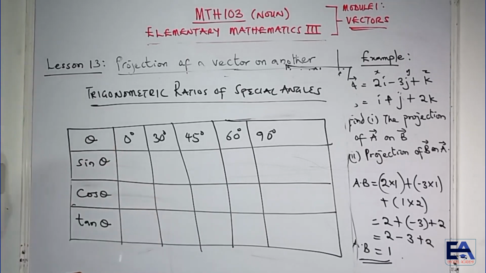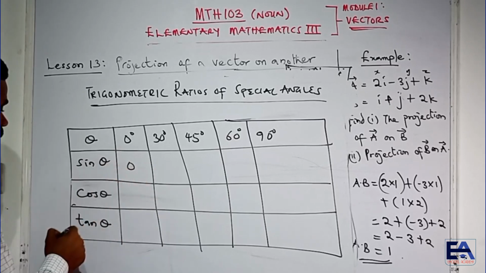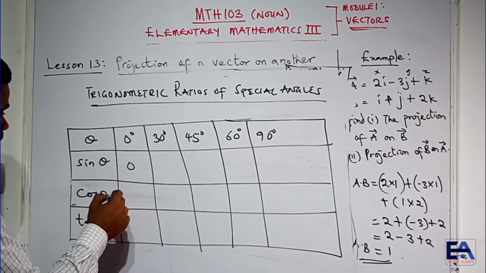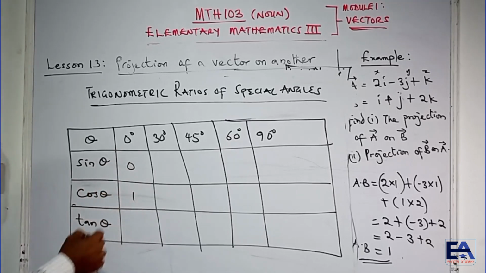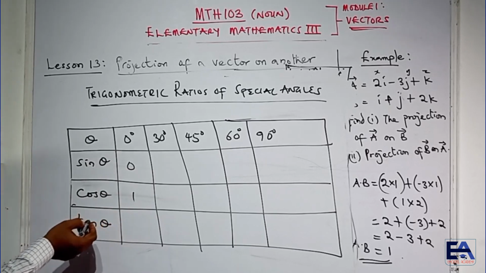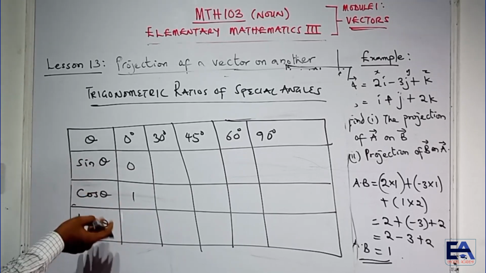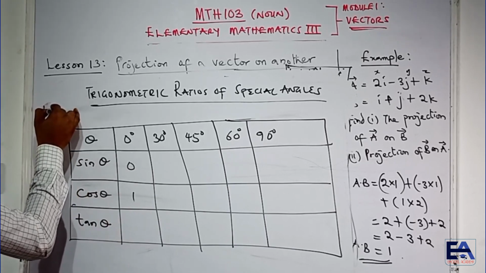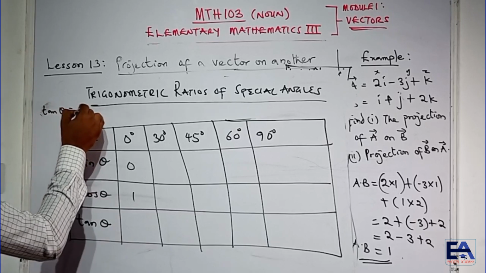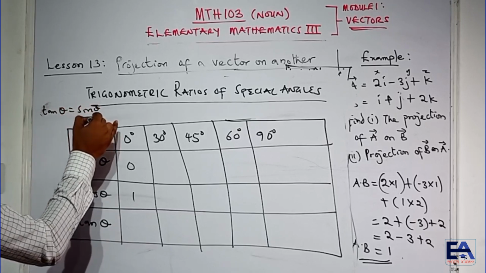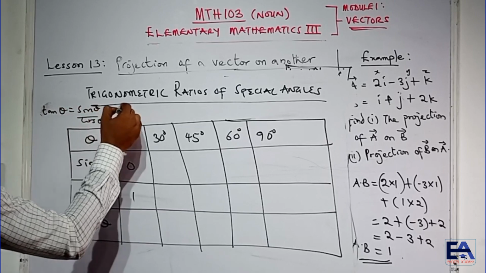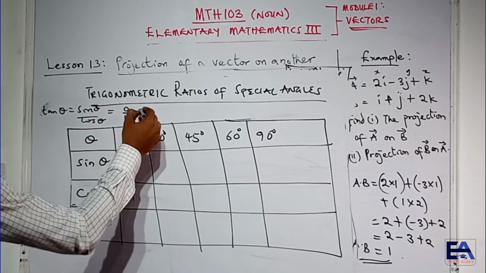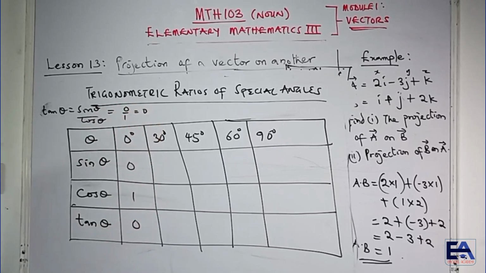sine 0 is 0. Cos 0 is 1. And then tan theta is equal to sine theta over what? Over cos theta. And so that's going to be equal to what? 0 divided by 1. And that is simply 0. So this one too becomes 0.